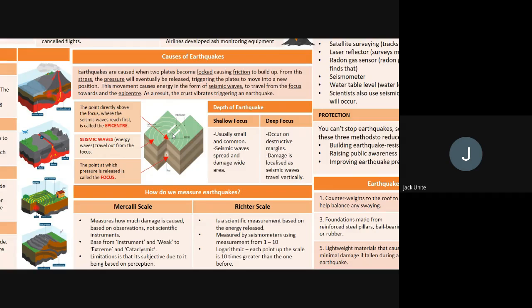Yeah, that's really nice and clear, sir. So with our seismic waves as well, that would obviously determine the strength of an earthquake, won't it?